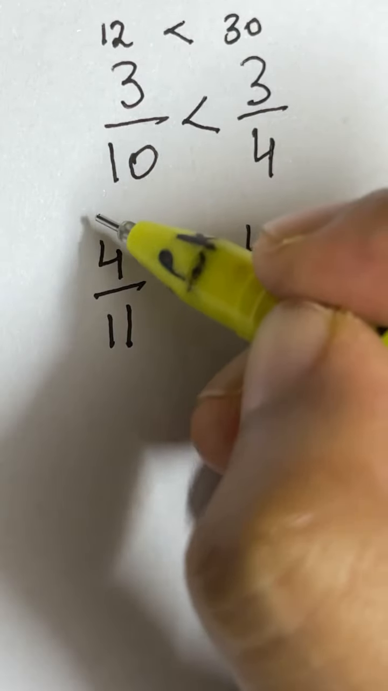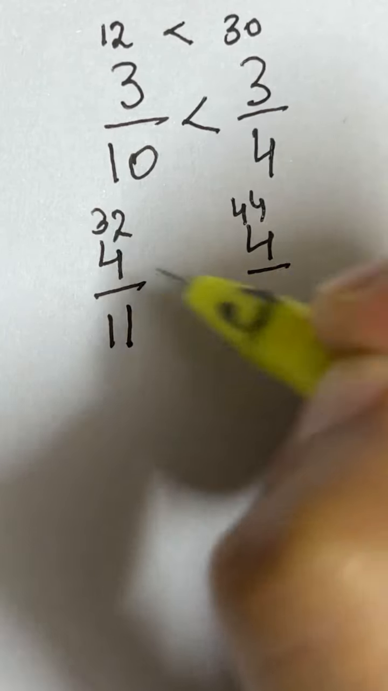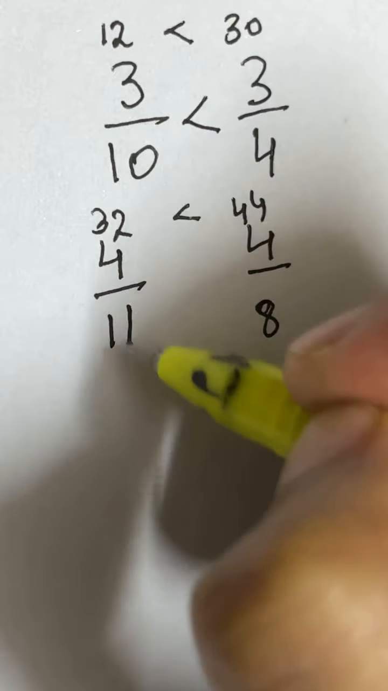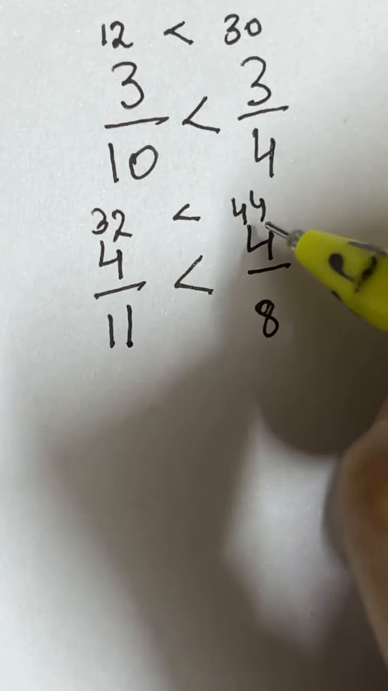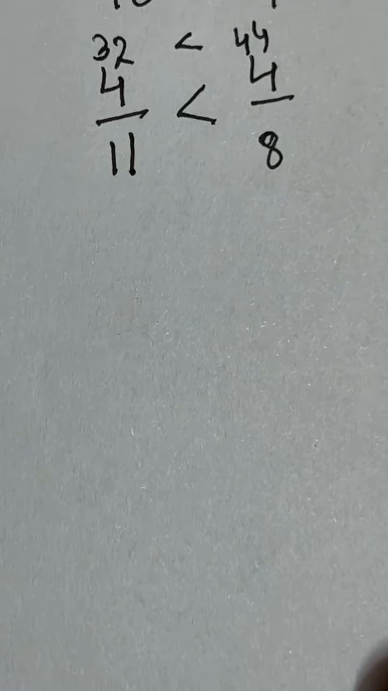4 times 8 is 32. So we write down. 11 times 4 is 44. So we write down. 32 is lesser than 44. That means 4/11 is lesser than 4/8. That's how we do it. Okay. Let's see another example.